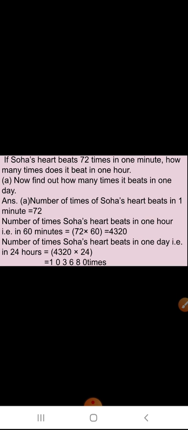Second one is that count your heartbeat to find out how many times your heart beats in 1 week. Similarly, you will count your heartbeat. In 1 minute it will be approximately 60, 70, sometimes 80 also, because you are kids. So it will be 70 to 80 times.